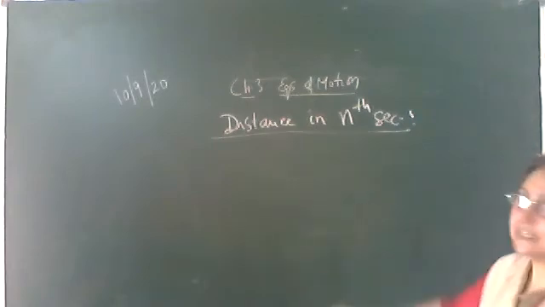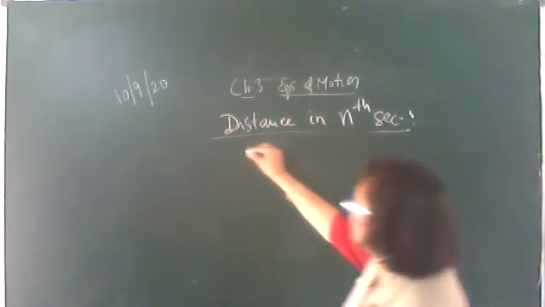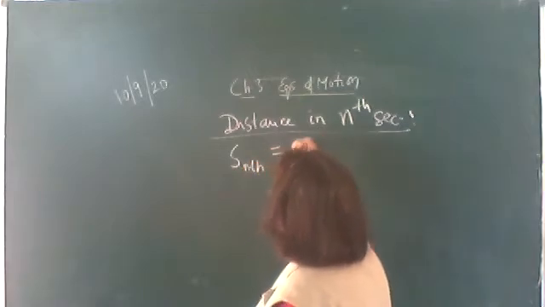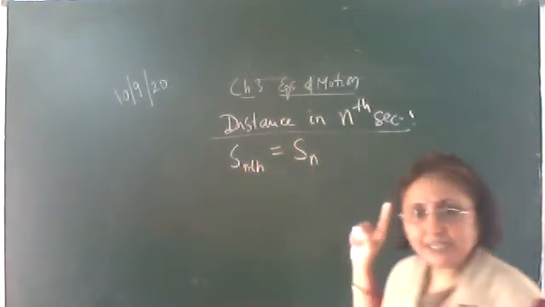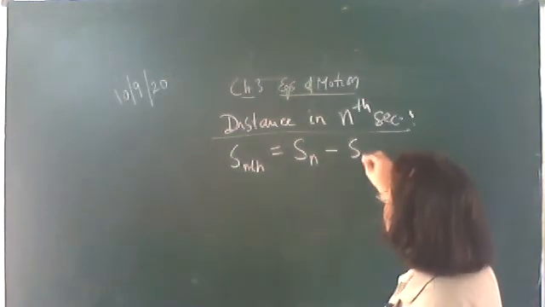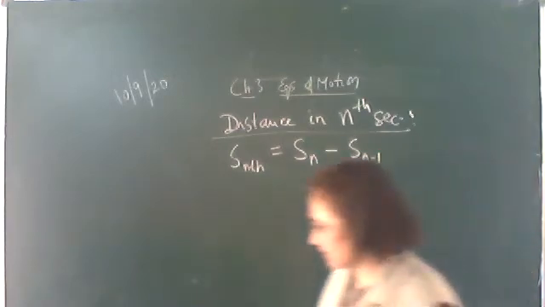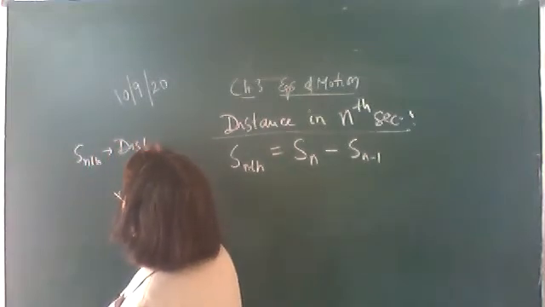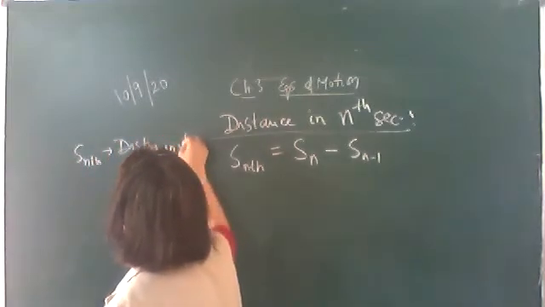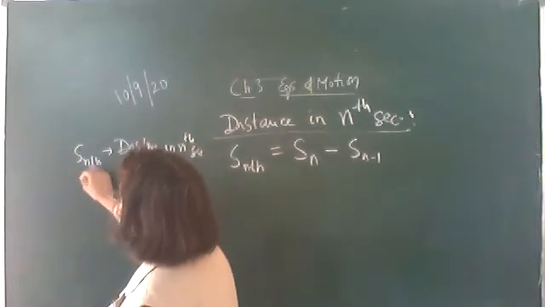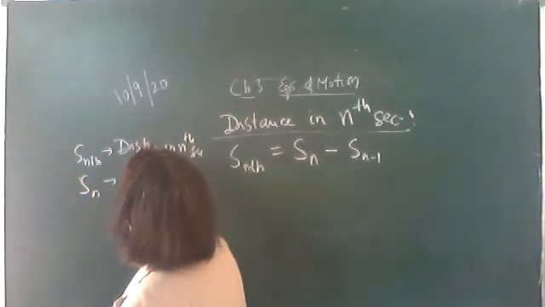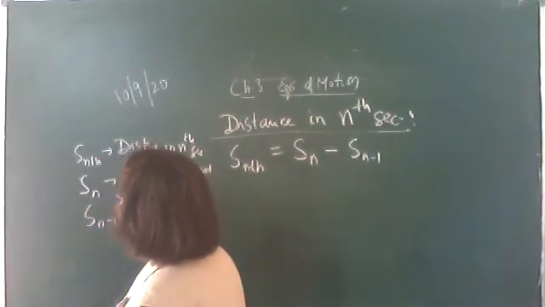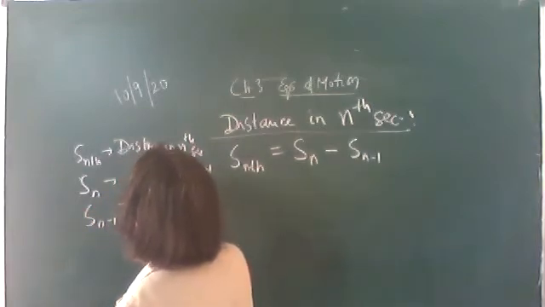So how to find it out? Let's write down here: the distance traveled in the nth second is equal to the distance traveled in n seconds minus the distance traveled in n minus 1 seconds. So S nth is the distance in the nth second, in a particular second. Sn is the distance in n seconds. S n minus 1 is the distance in n minus 1 seconds.